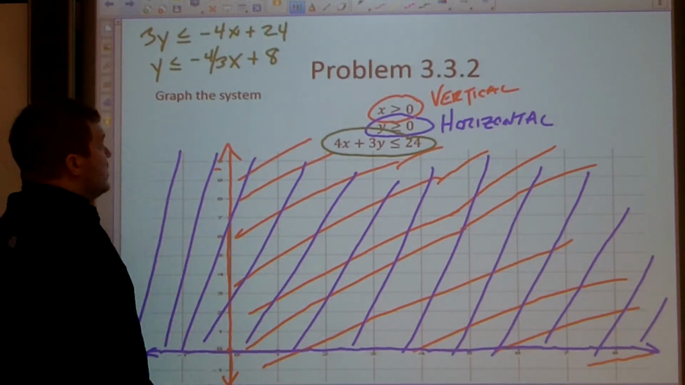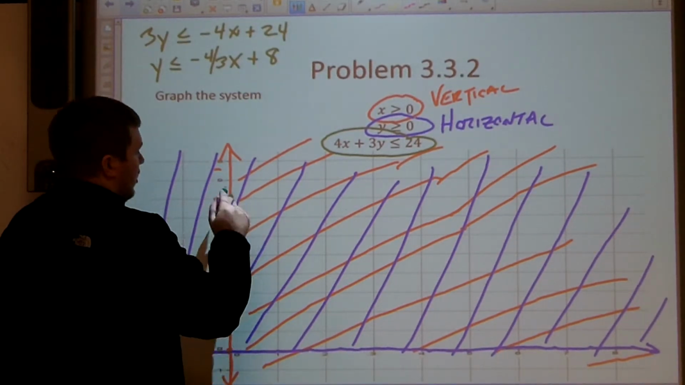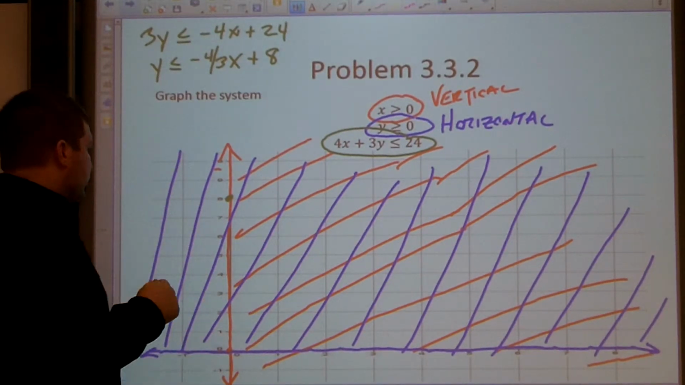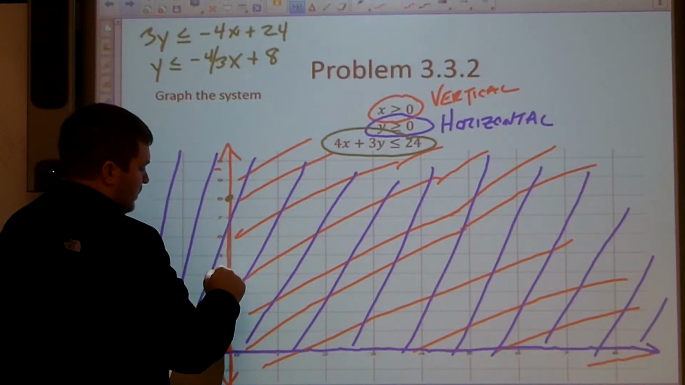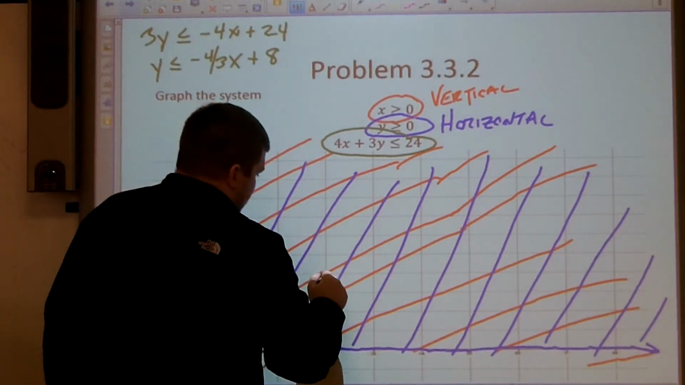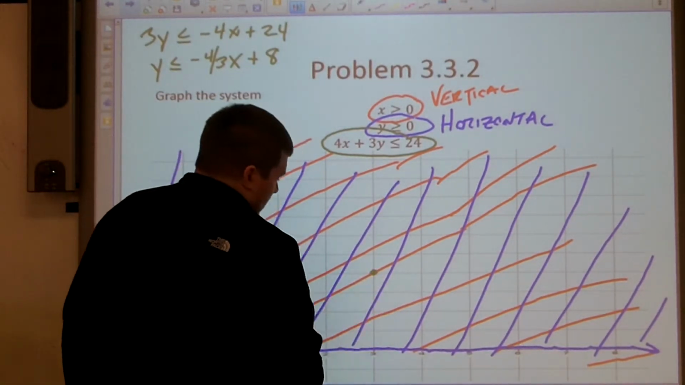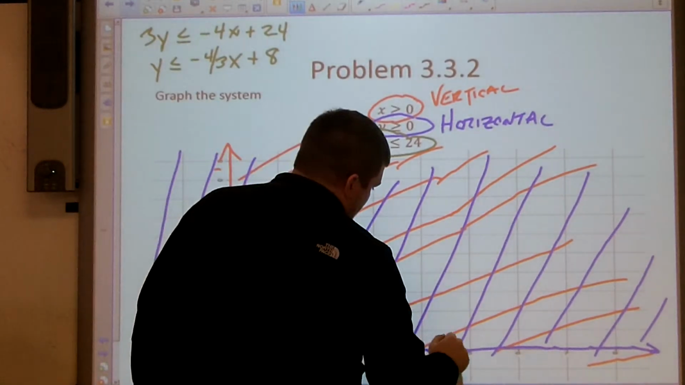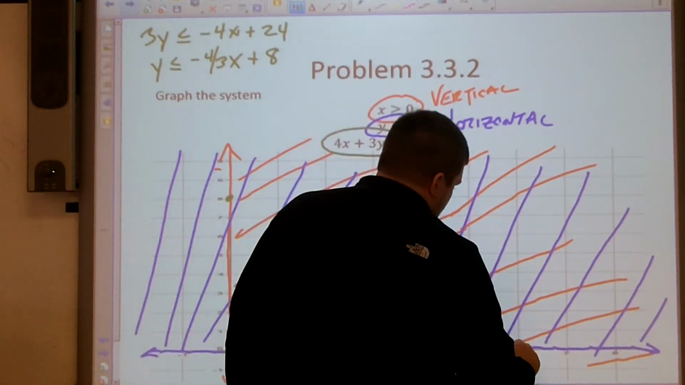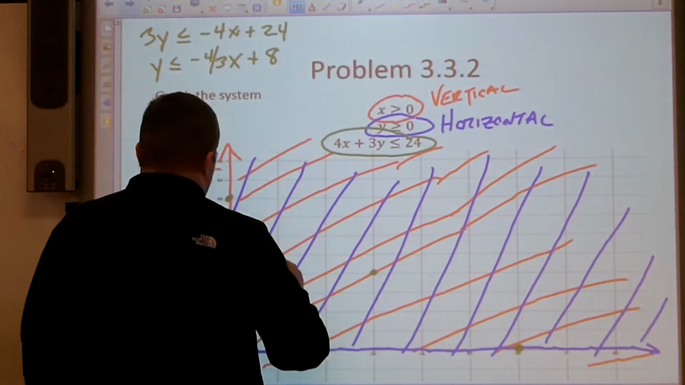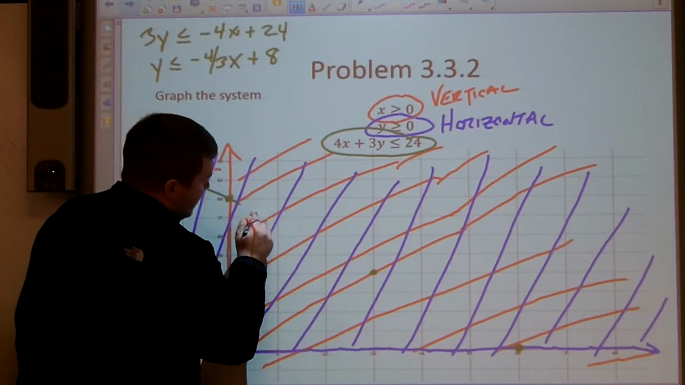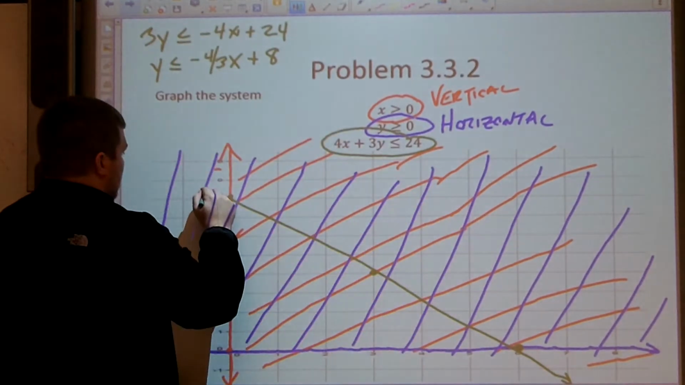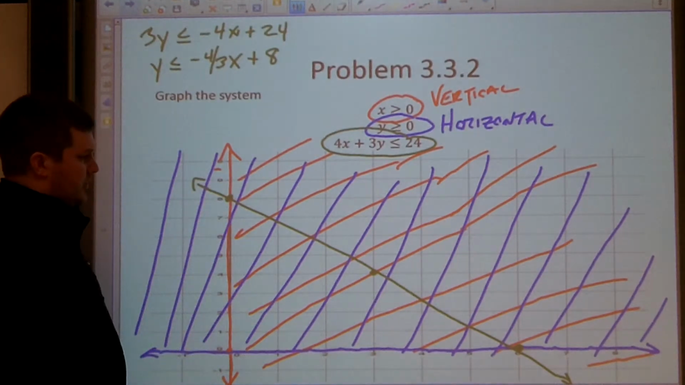Alright, so plus 8 is my y-intercept. I know my boundary line will be solid, and my slope tells me to go down 4 units and right 3 units. So down 4 units, 1, 2, 3, 4. Right 3 units, 1, 2, 3. And it's a solid line. So just connect the dots as best as you can in a straight line. Okay, so something like that.